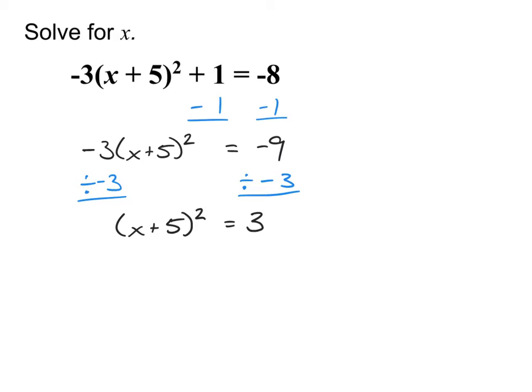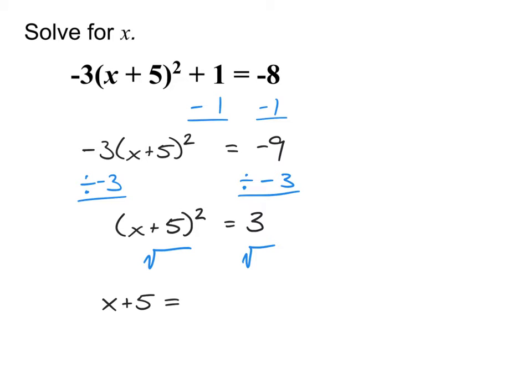No, I do not want to multiply it out and actually square it out. Instead, I want to get rid of the exponent. I want to undo the exponent, which means taking the square root of both sides. And so when I take the square root of the left side, that just cancels out the squared. So now I'm just left with x plus 5, and then that equals the square root of 3.